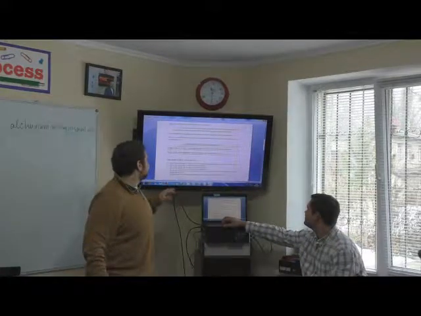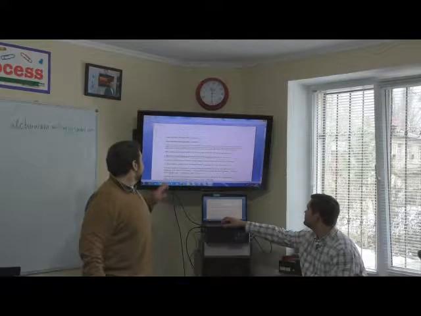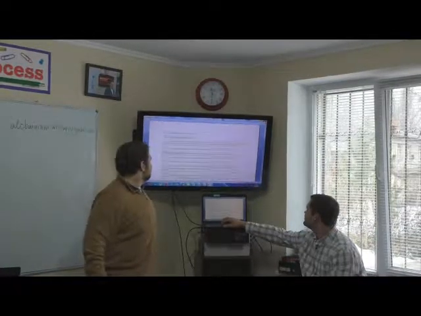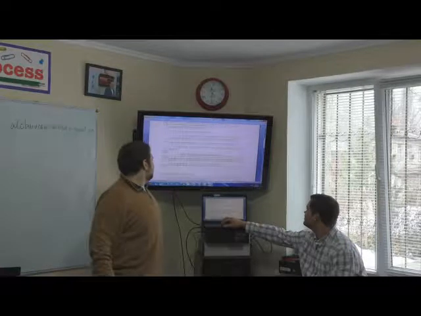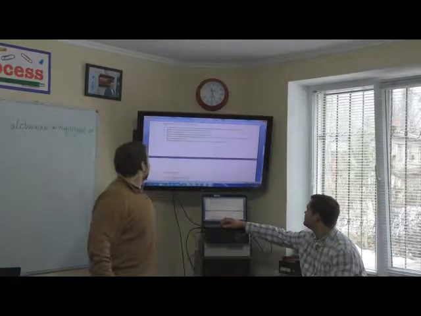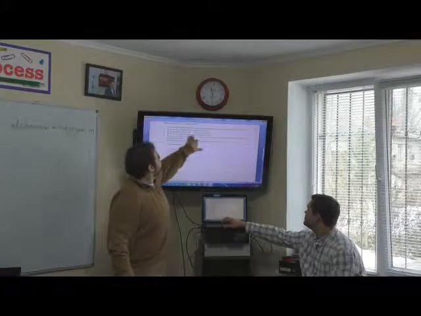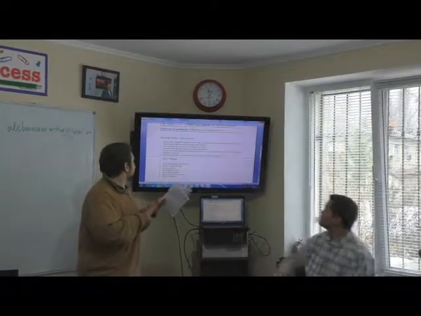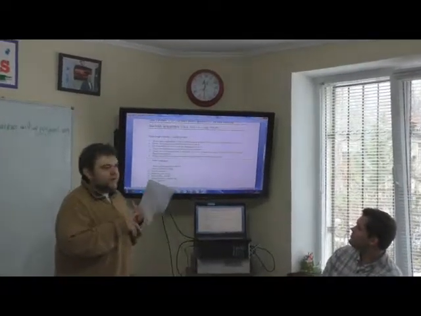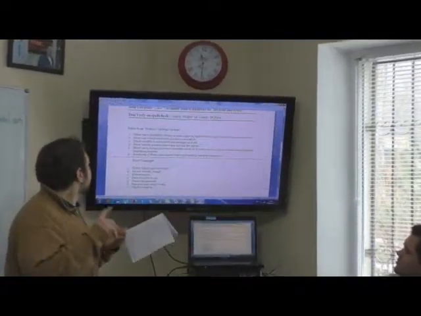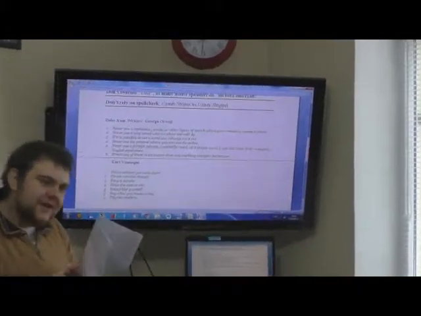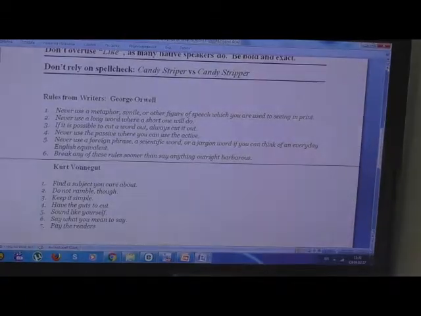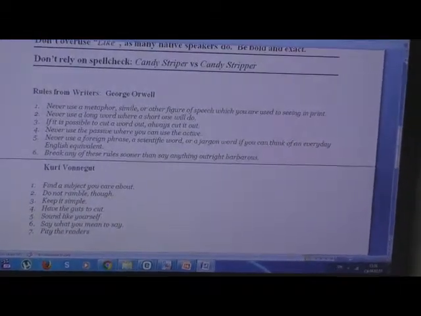And these are some rules for writers. Interestingly, they are both a very similar list. So two different writers, George Orwell and Kurt Vonnegut, right? Never use a metaphor, simile, or other figure of speech which you are used to seeing in print, so stay away from that. Never use a long word when a short one will do. If it's possible to cut a word out, cut it out. Kill it. Kill it. Never use the passive where you can use the active. This is great too. Avoid the passive.